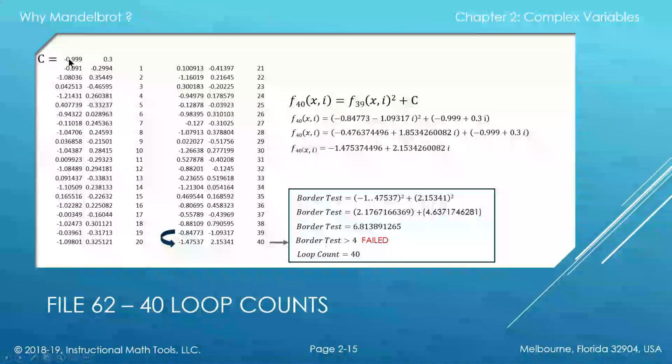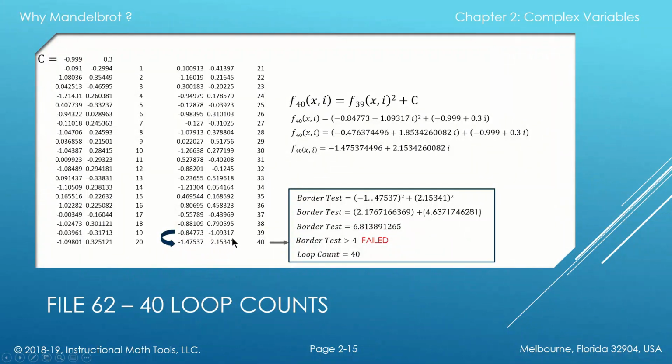So here it is. We fed that particular point, and the recursive formula kept generating points and kept doing border tests, recording the number of loops it had. Points, border test, points, border test. Every one of these passed. It gets down to here, it comes down to this one right here.